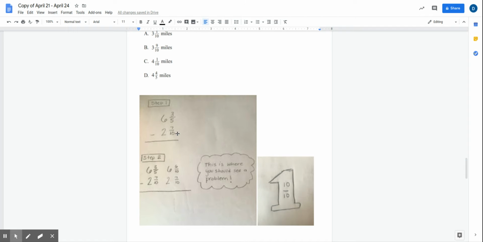I noticed that the denominator is different, so I went on to find a common denominator. The common denominator between 5 and 10 is 10. I brought my numbers over here. The 2 7/10 stays the same. The 6 3/5 I changed to 6 6/10. So this is where you should see a big problem. 6 and 2 you can subtract, but you cannot do 6 minus 7.